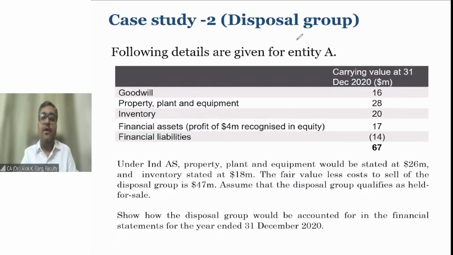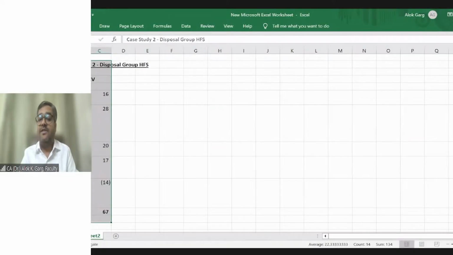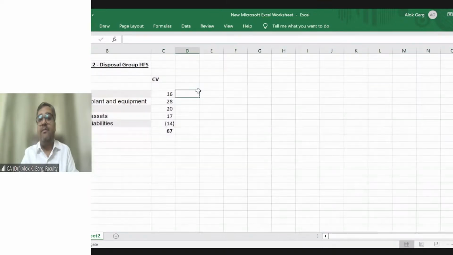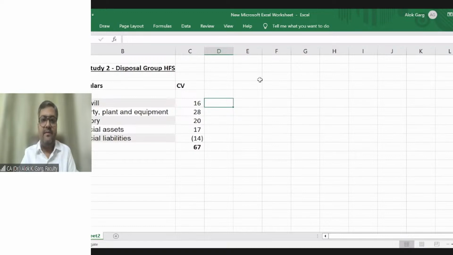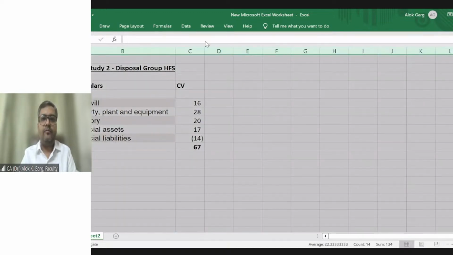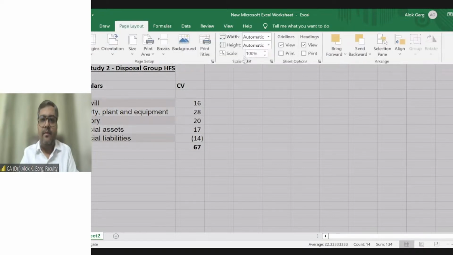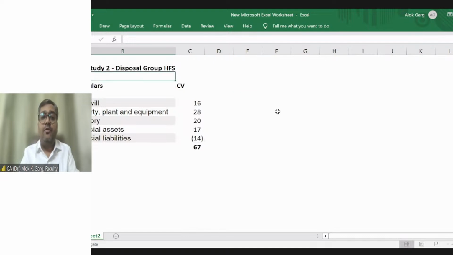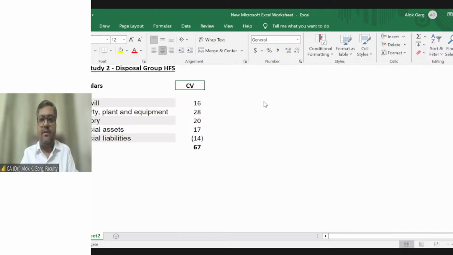Today you will again revise the concept of allocation of impairment losses. I hope that Excel file is visible to all of you, friends. Case study 2, disposal group held for sale. This is the carrying value which is given in the question.